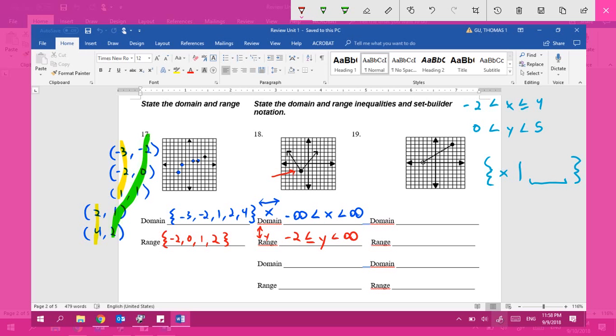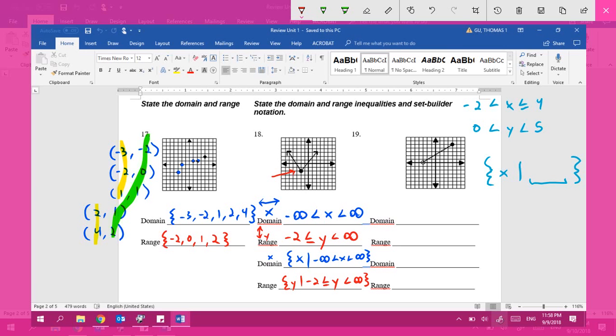Alright, now we just have to put this into set builder notation, which is very simple after you have the inequalities. For the domain, remember it's x. So we write a squiggly bracket for the set, x, a separating line or colon, and then just copy your inequality exactly as you had it: -infinity < x < infinity, and then close the squiggly brackets. And the same thing for the y: squiggly bracket, y, separating line, copy your inequality exactly, -2 ≤ y < infinity, and close squiggly brackets.